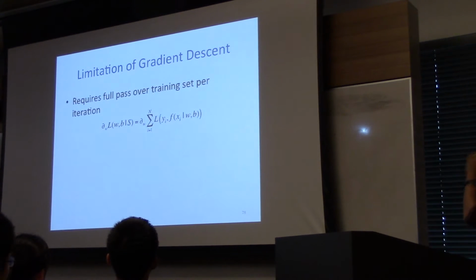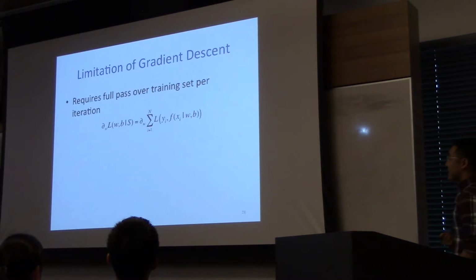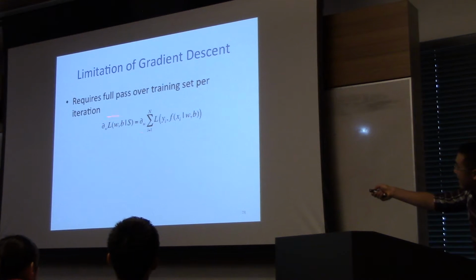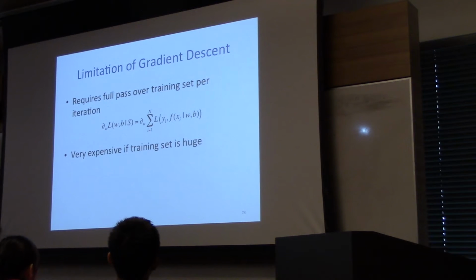Okay, so limitation of gradient descent, and now we're going to segue into stochastic gradient descent, the last part of the lecture. So the biggest limitation of gradient descent is that it requires a full pass over the training data per iteration of gradient updates, right? In order to compute this gradient, I have to sum over every training example in my training set in order to compute this gradient, right? And this is extremely expensive when my training set is huge.